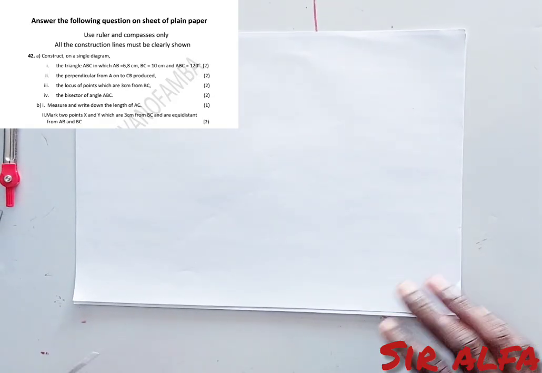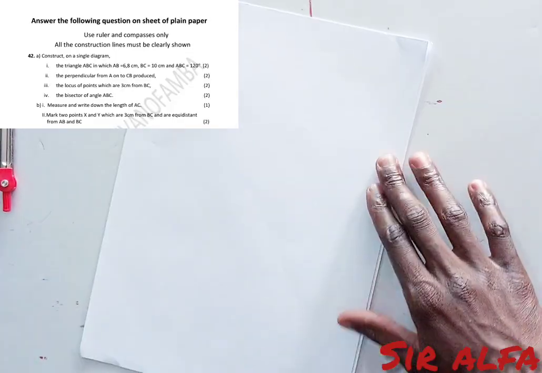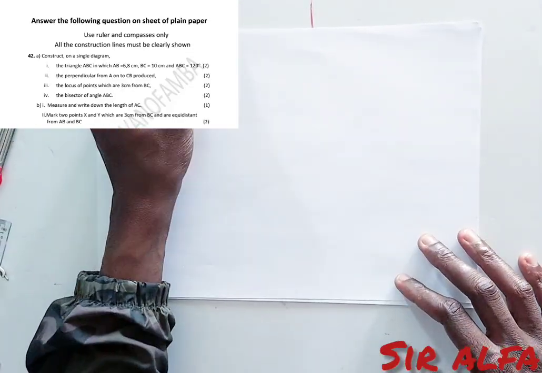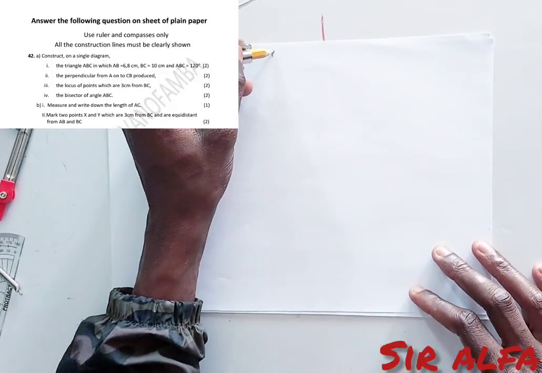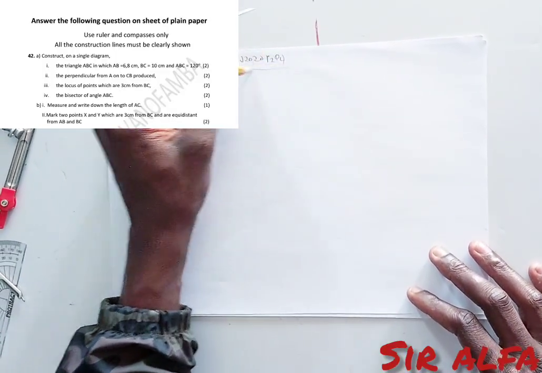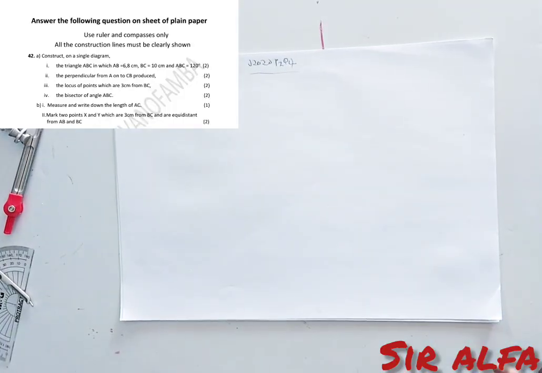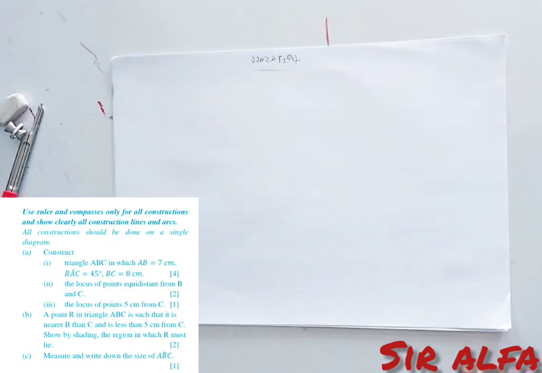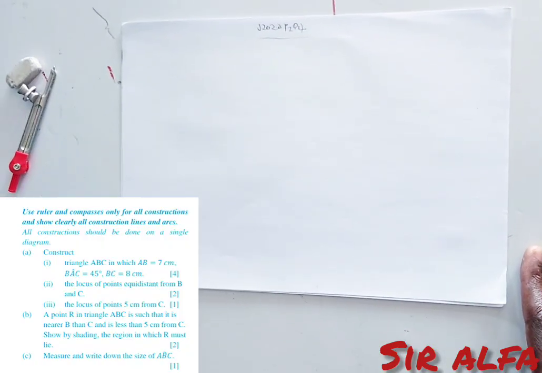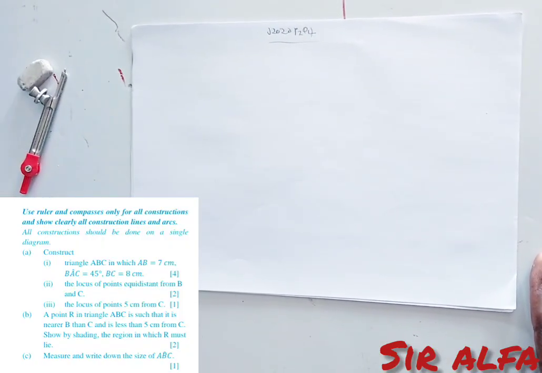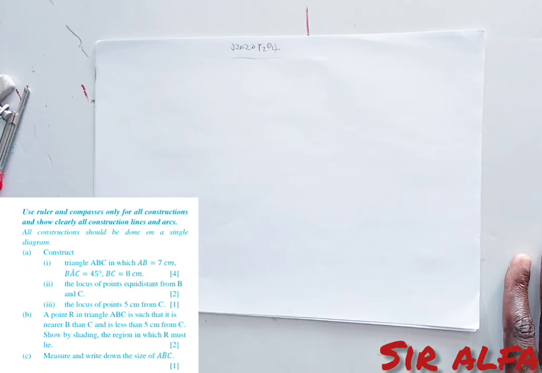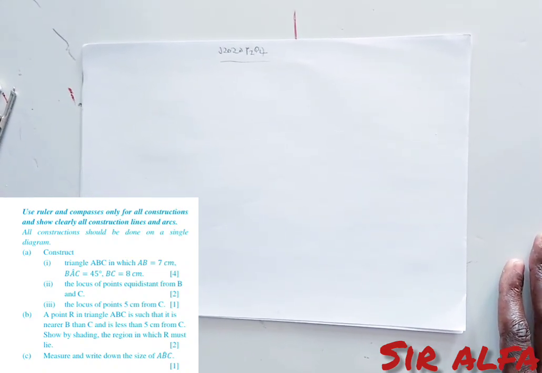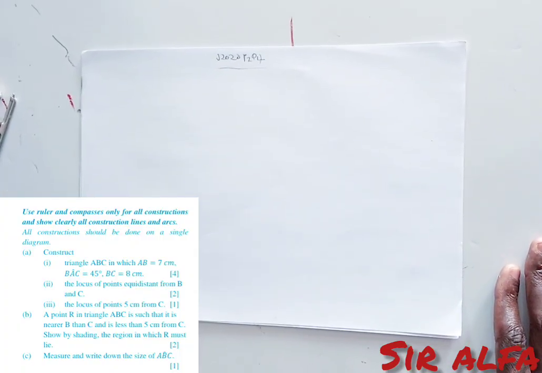Okay, let's look at the next question. Let me put it on landscape. June 2020, paper 2, question number 4. That's a question of construction and locus. So the question reads, use a pair of compasses and ruler only, like how we used to do. Part A requires us to construct a triangle ABC. Before you do any construction, you need to sketch. So I need to sketch triangle ABC, in which AB is 7, then angle at A is 45 degrees.